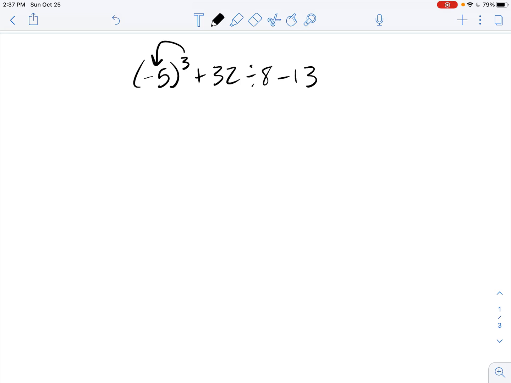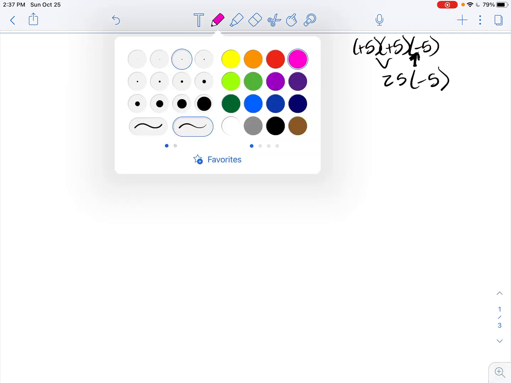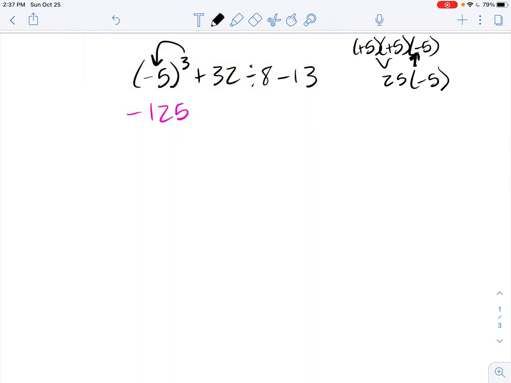So what I really have is 3 -5s. So if you think about that, negatives cancel themselves out in pairs. So the first two cancel, but then I have this last one just kind of hanging around out here. Remember, it doesn't matter how many positives you have in a row. If you have that one negative, the whole thing is negative. So what I have is 5 times 5 is 25 times -5. This actually ends up being a -125. So when you raise a negative to an odd power, your answer will be negative.